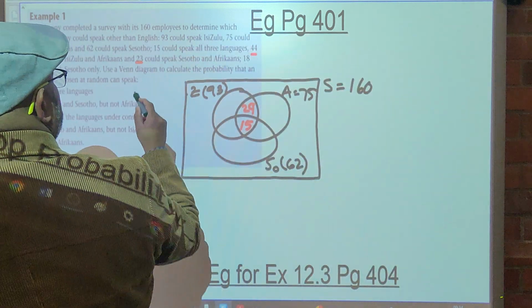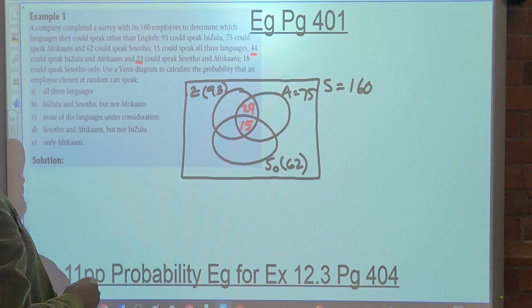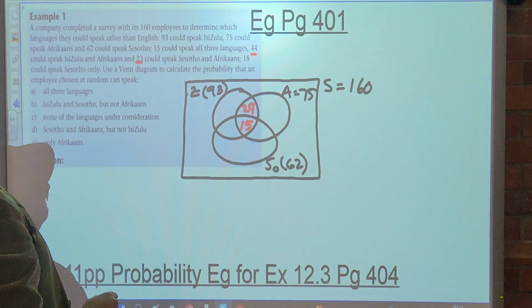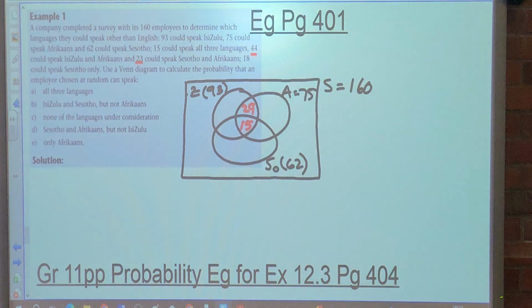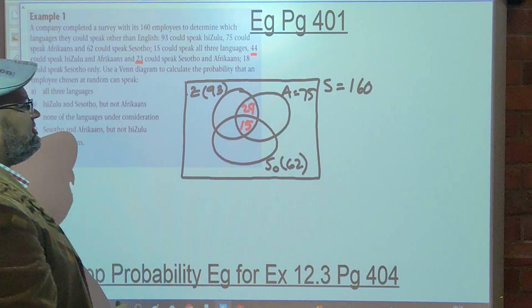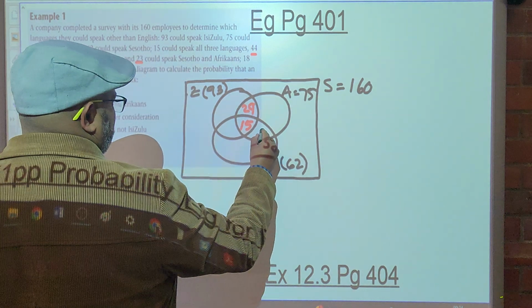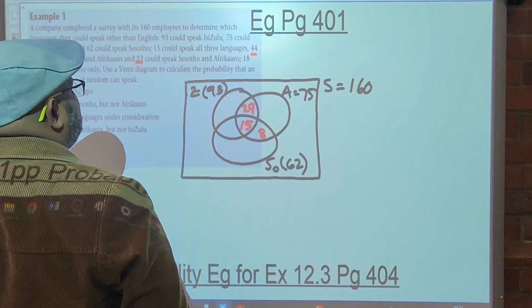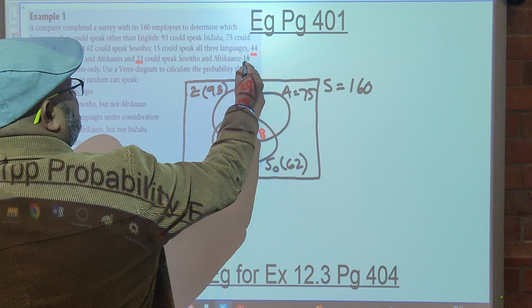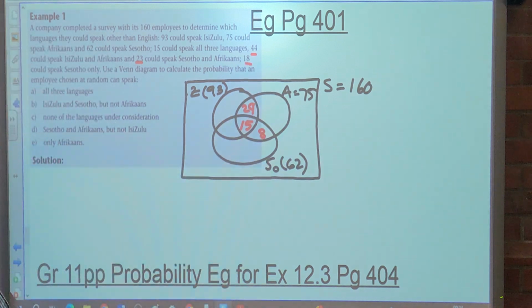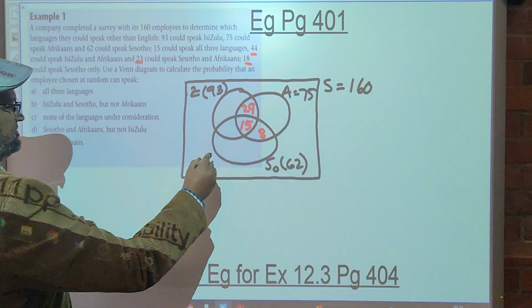23 could speak Sesotho and Afrikaans, which means it's inclusive of that 15. You understand? So 23 minus 15? 8. Then 18 could speak Sesotho only. So where do we put that? The bottom. 18.